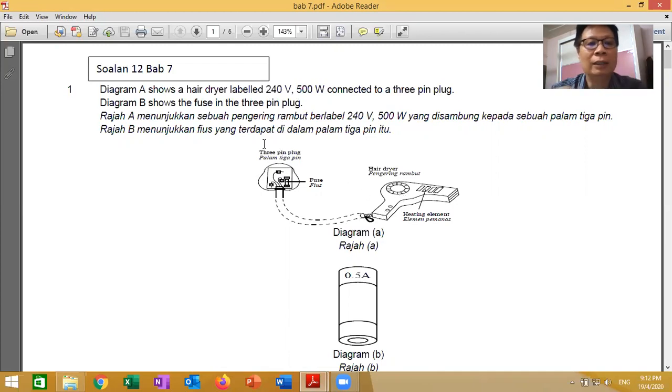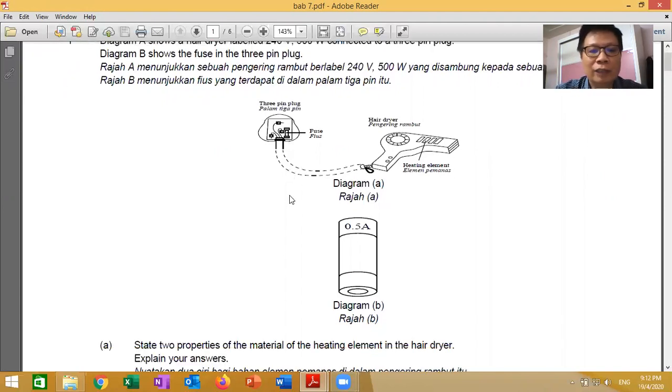Then diagram B shows the fuse of the 3 pin plug. This is a fuse. You know what a fuse is, right? The fuse is located somewhere here inside the plug for protection, to cut off the excess current. So the question is like this. Look at the first part of the question.